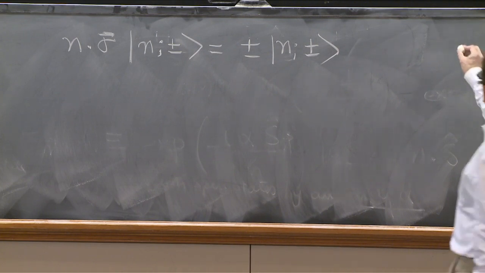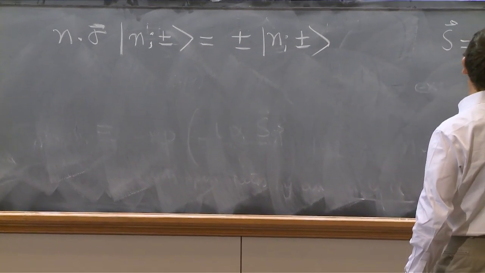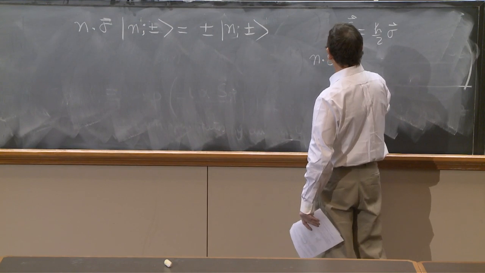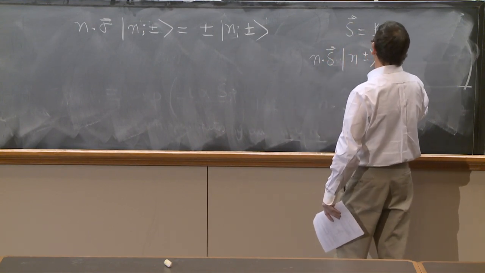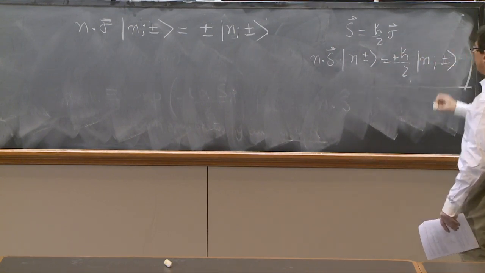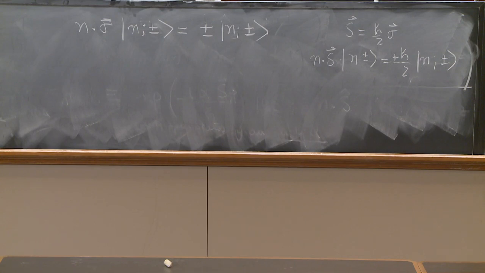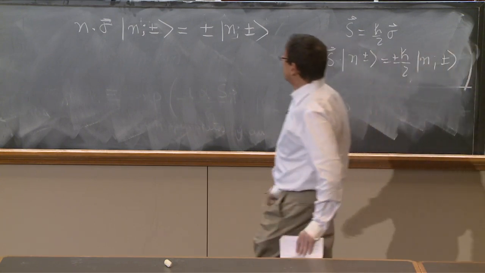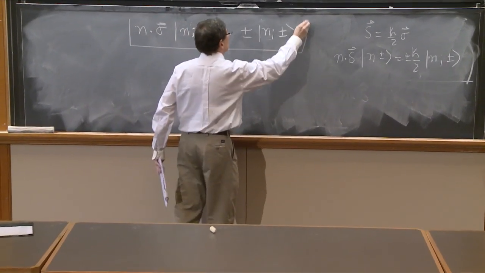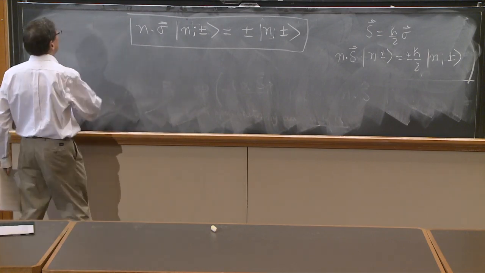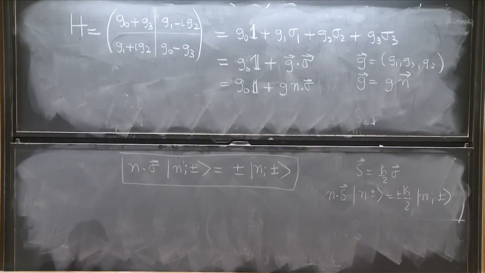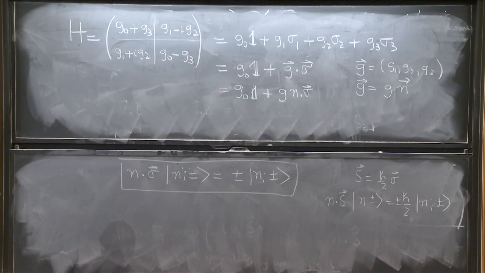Remember that S is h bar over 2 sigma. So this corresponds to n dot S on n plus minus equals plus minus h bar over 2 times n plus minus, which might be the form in which you remember it better. But for the sigma matrices, n dot sigma is diagonalized precisely by this. So in fact, you never have to diagonalize this matrix. It's already been done for you. And these are the eigenstates of this Hamiltonian.